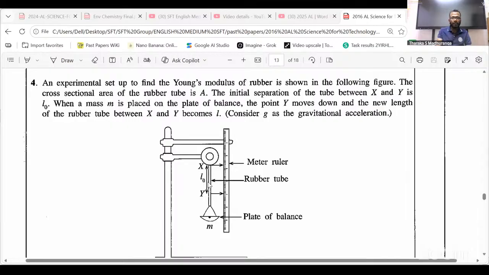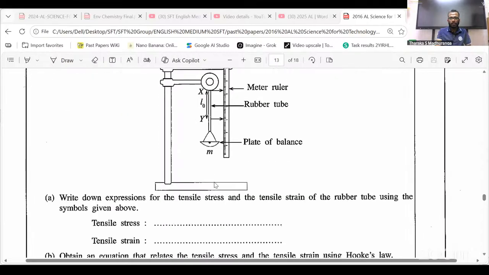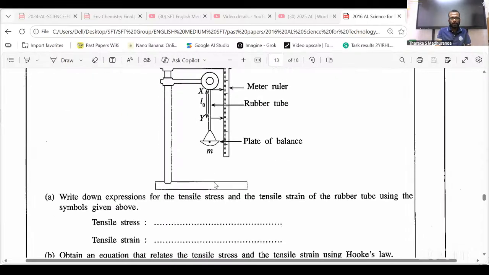The initial length is L naught, right? Consider g as the gravitational acceleration. Write down, okay, this experiment we did in the practical, right? Write down expressions for the tensile stress and tensile strain of the rubber tube using the symbols given below. Okay, what are the symbols?